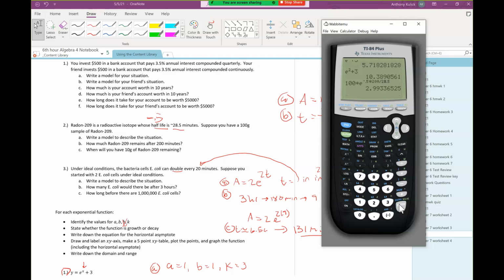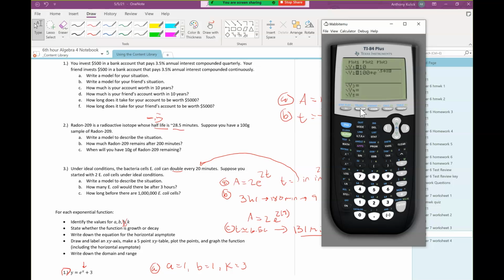So about 3 grams would be left. And then to do part C, we'll graph this thing just like we did before. So 10, and then I have 100 times e to the negative, negative 0.5 times x.